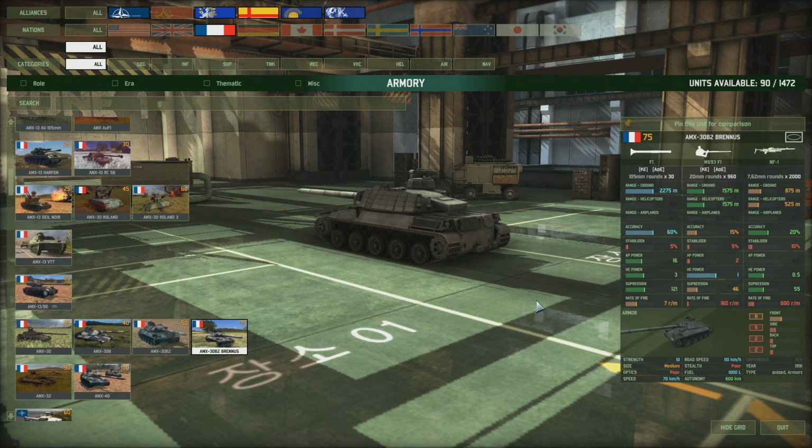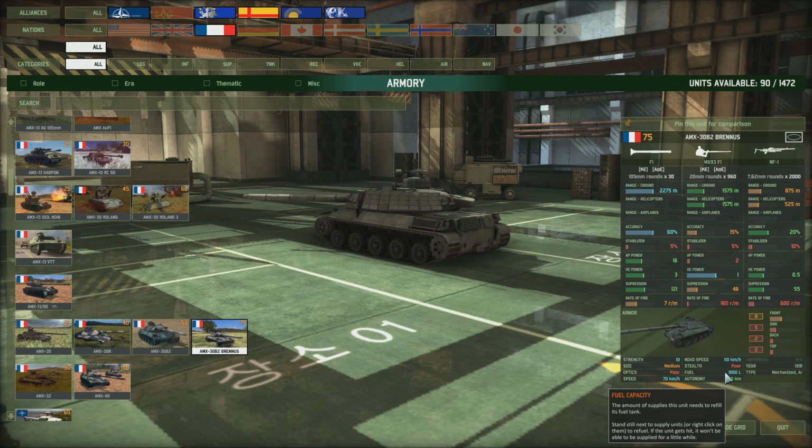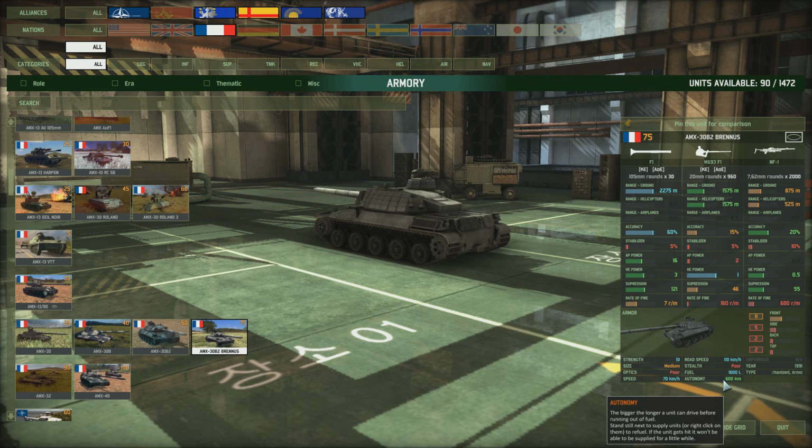Now moving. When units move, they consume gas, and each unit has a fuel capacity here, and in case of the Brennus it's 1000 litres. So this stat basically just says how much fuel can be carried, and underneath that is the autonomy, and the autonomy stat indicates the maximum distance before running out of fuel. And of course, as with everything else, units can be resupplied by logistics units such as supply trucks from the logistics.